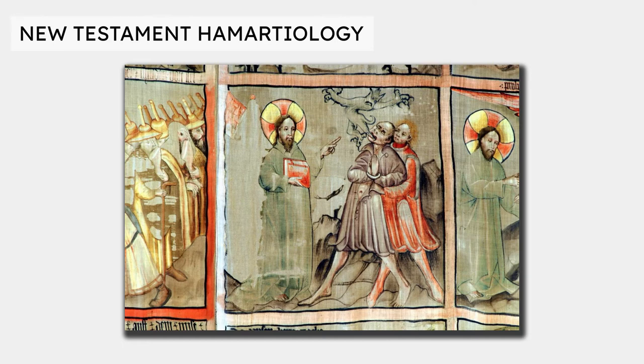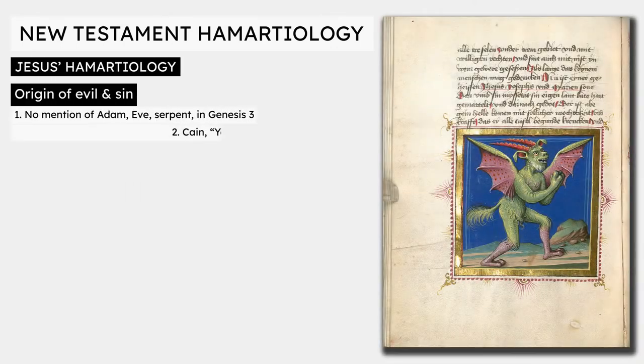In support of his view that Jesus and Paul held to a cosmological dualism, Ben pointed to references to demons and exorcism in the Gospels and the Book of Acts, as well as references to Satan in Paul's letters. I'll examine all those references in detail in my next video, but for now I want to look at broad trends of dualism in the New Testament. In particular, I'll be looking at whether Jesus and Paul's view of the causes of evil and sin are attributed to humans, as is the case with forensic dualism, or to supernatural evil beings, as is the case with cosmological dualism. Let's start by looking at Jesus' hamartiology.